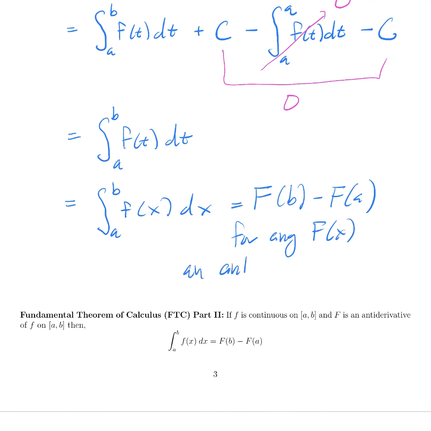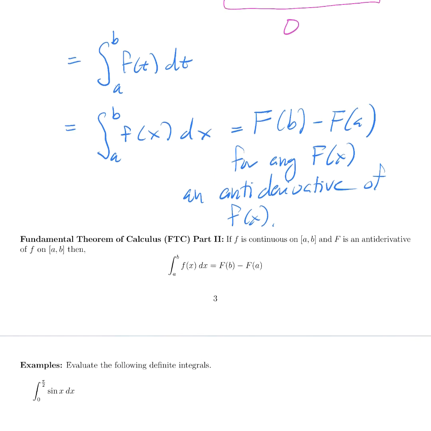What did we know about capital F? It was an antiderivative of lowercase f. Okay, this is it. Fundamental theorem of calculus part 2, the part that's of more interest to us. If f is continuous on [a, b] and F is an antiderivative of lowercase f, then the integral from a to b of f of x is just capital F evaluated at b minus capital F evaluated at a.